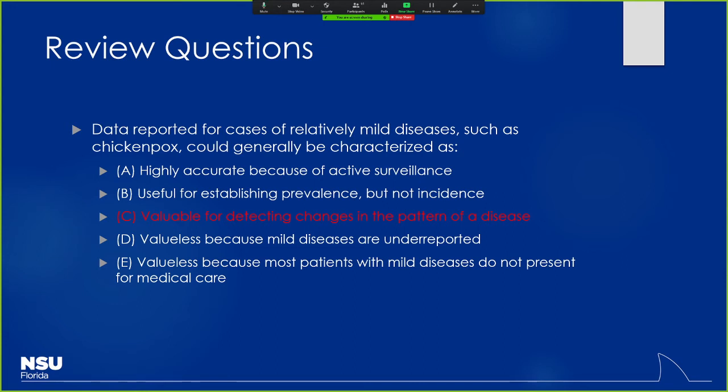Now it is valuable because you can look at the pattern of disease. If all of a sudden it was spiking up to 2 times what would normally be reported, that's a trend that's concerning, and you want to investigate that further. Versus if it's around the normal levels, then you say, okay, nothing's really going on with it.